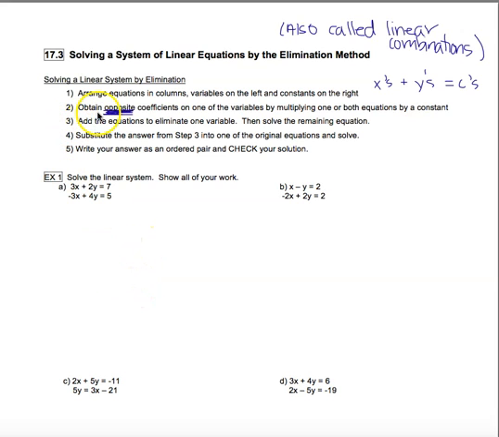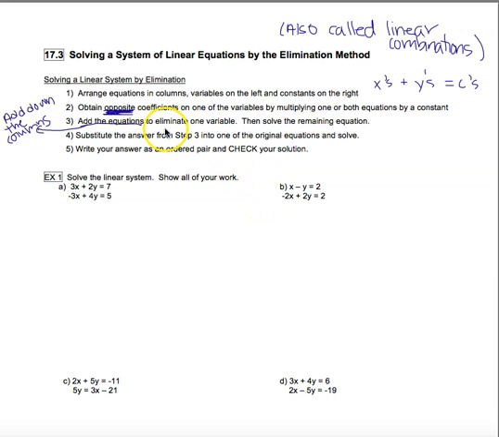Step 3, once you've obtained opposites, we're going to add the equations together. So when we add the equations, we add them in columns. So we add down the columns. That's why in step 1 we line them up that way. What's going to happen when we add the columns, because we have opposites, is that that variable is going to be eliminated. Hence why we call this the elimination method.